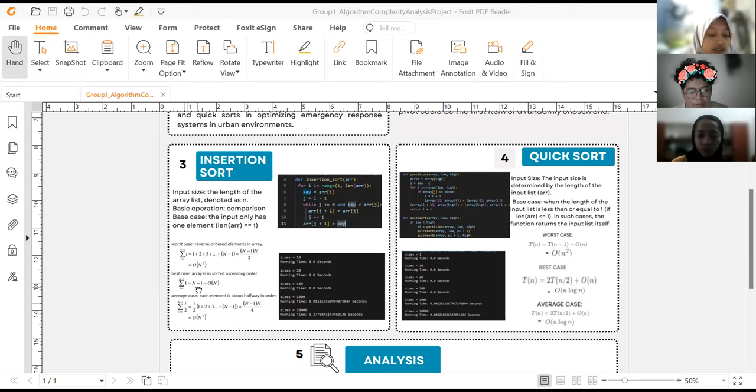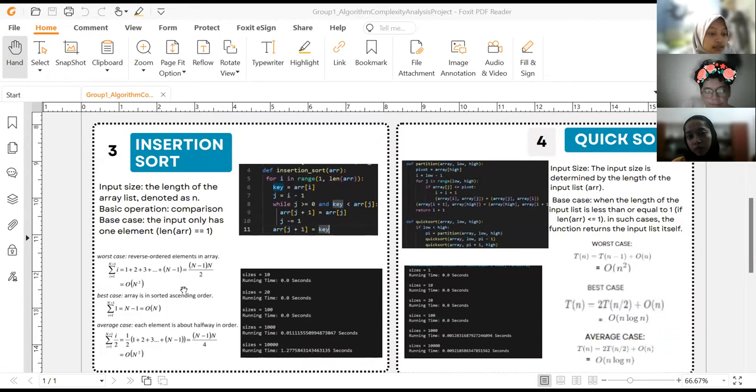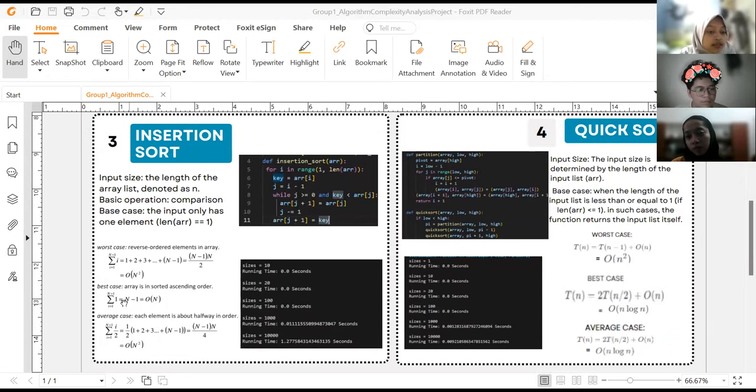So best case is when the array is in sorted ascending order. So when the ambulance info is already in ascending order, then we have the sum of i equals 1 until n minus 1 of 1, and it is equal to n minus 1, which is in O(n).